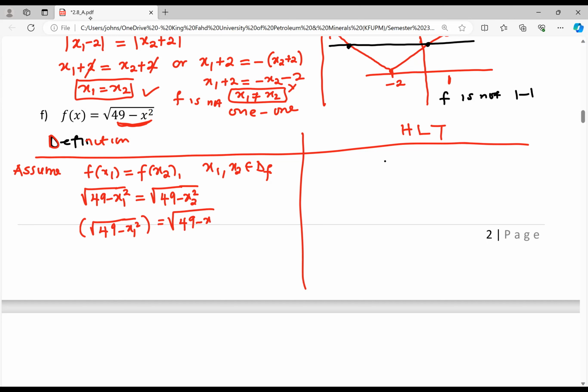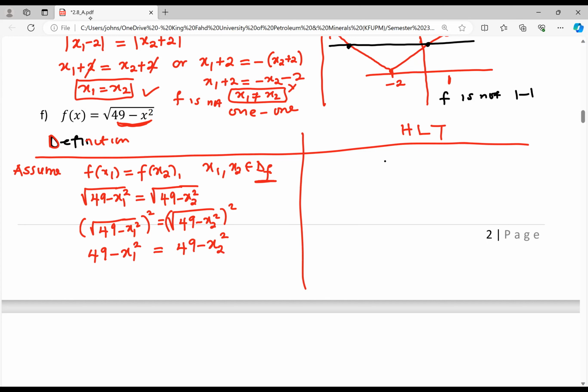49 minus what? x2 squared, right? So if you square both sides, what will be the answer? The square can cancel the root, and you don't need an absolute value. Why? Because 49 minus x1 squared we know is definitely positive. It cannot be negative because we picked x1 and x2 to be from the domain, right? So it means here will just be 49 minus x1 squared equals to what? 49 minus x2 squared.